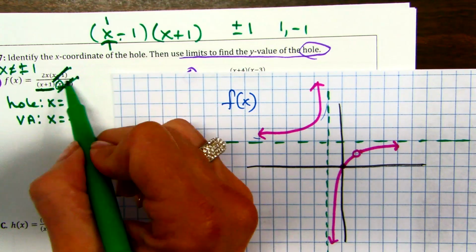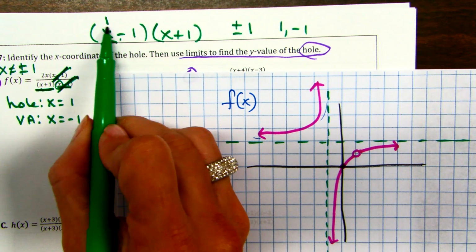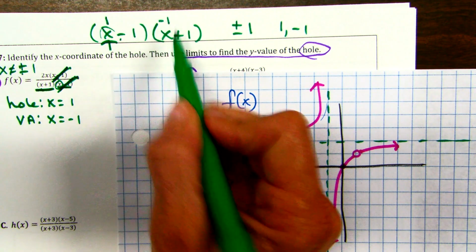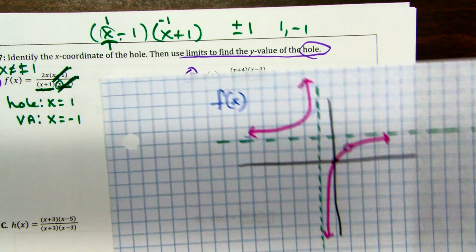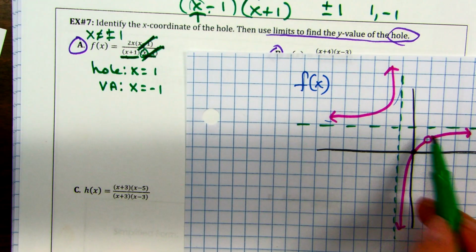So if you cancel, you're a hole. The one that canceled was this one. What is the number that makes that 0? 1. What's the number that makes this one 0? -1. Okay? All right. So guys, look, I graphed this right here. So you can see that hole is right there.